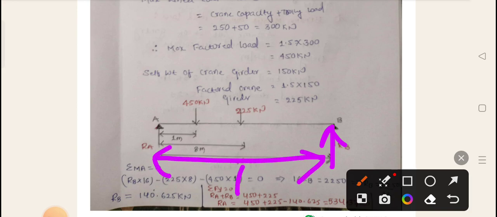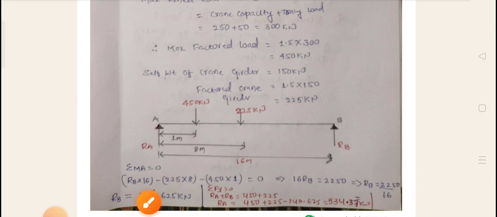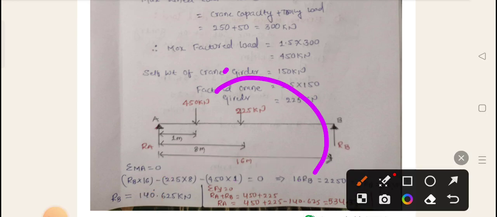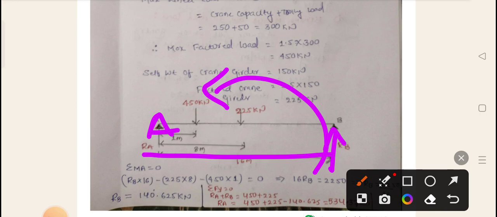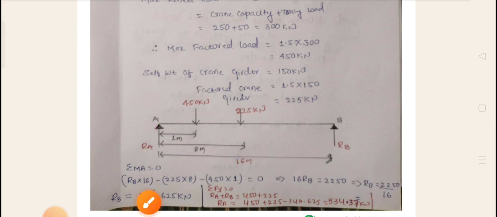So the perpendicular distance is 16. So RB into 16. How is it rotating? It is rotating anti-clockwise. I am taking moment about A, which means RB is the force and the perpendicular distance is 16. If it is rotating anti-clockwise, that's why it is positive.